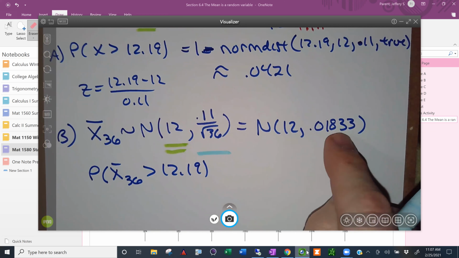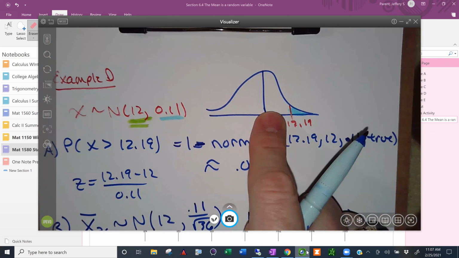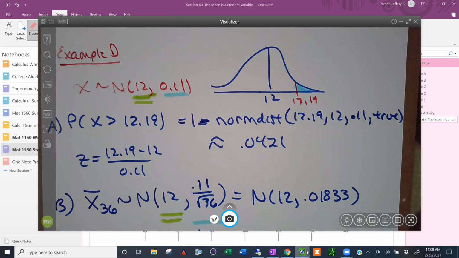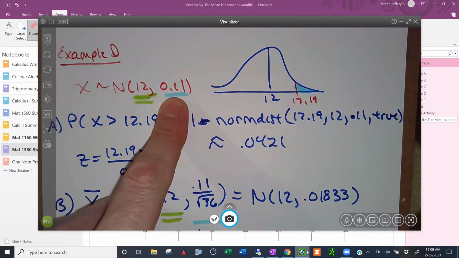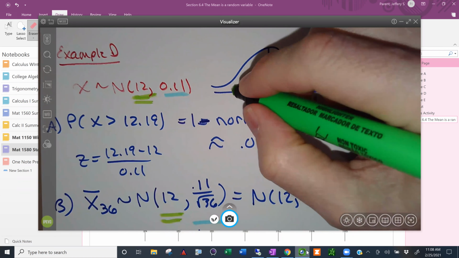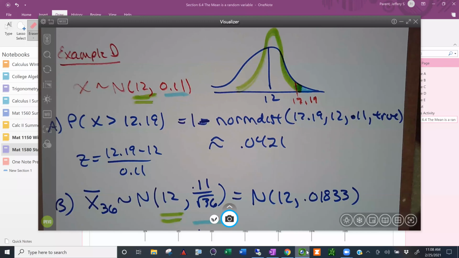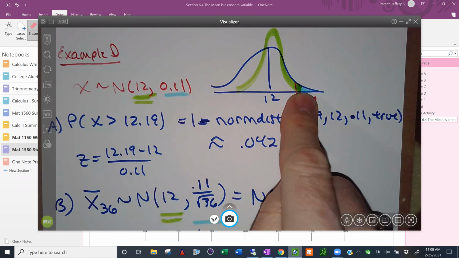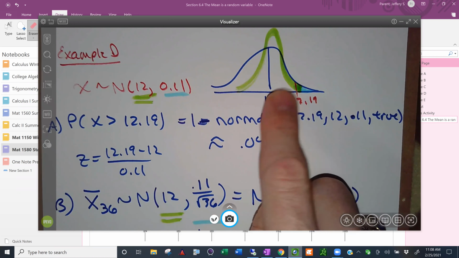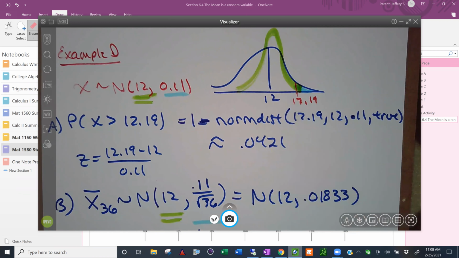I'm guessing that the chances are a lot slimmer here than they were here. Why is that? What happened to the standard deviation? Well, the standard deviation got smaller, right? We went from 0.11 to 0.0183. So I've got a new distribution. It's going to be taller and narrower, so it's less likely that I'm going to land out here in the tail. I'm more likely to be closer to 12.